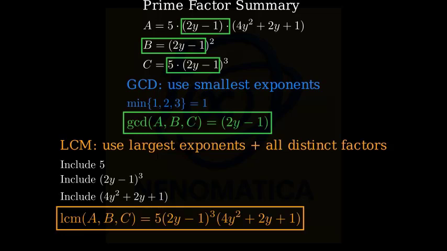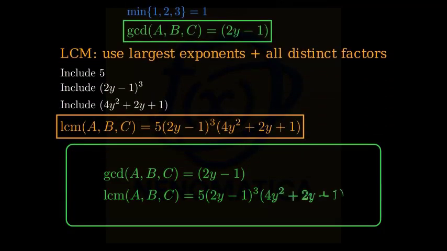Here are the final answers. Greatest common divisor equals 2y minus 1. Least common multiple equals 5 times (2y minus 1) cubed times (4y squared plus 2y plus 1).